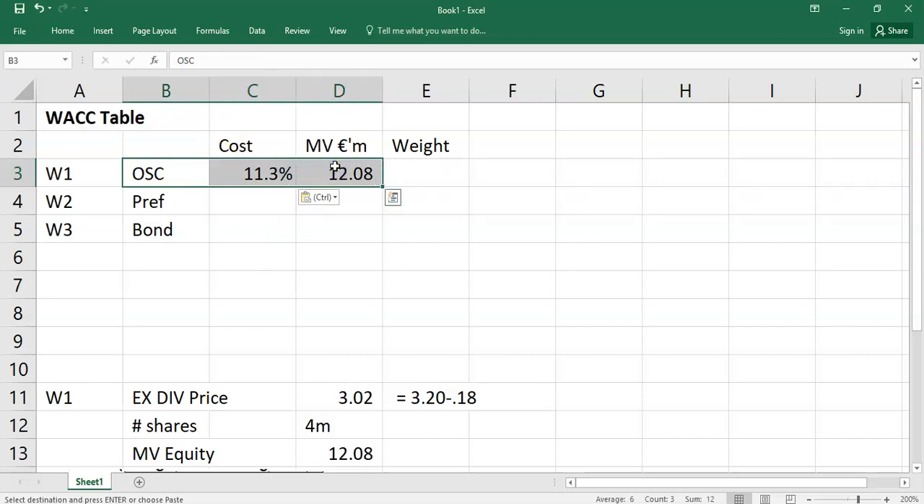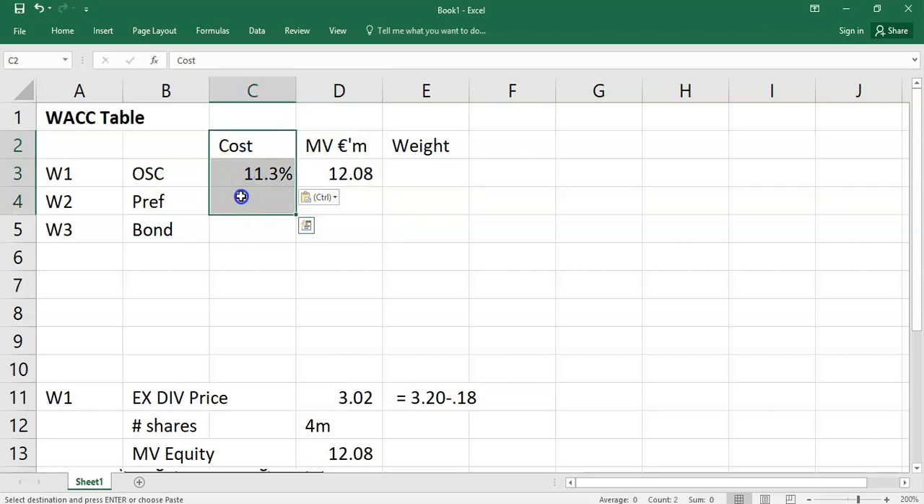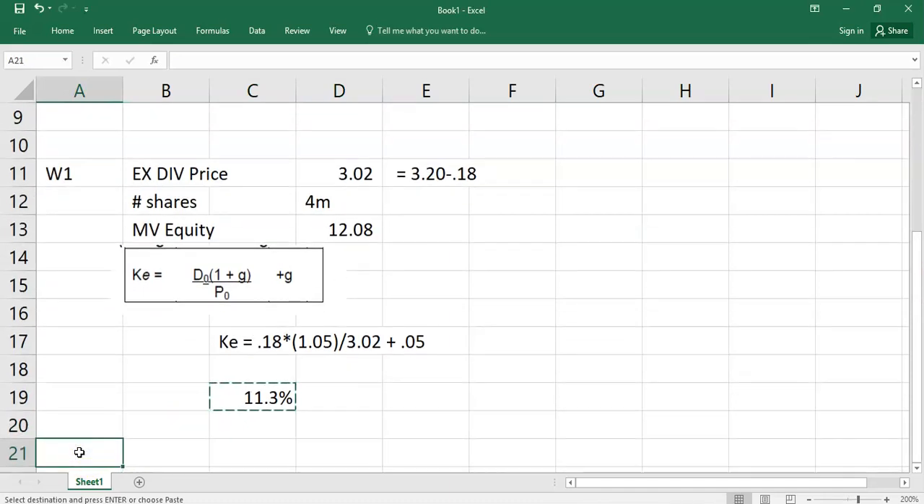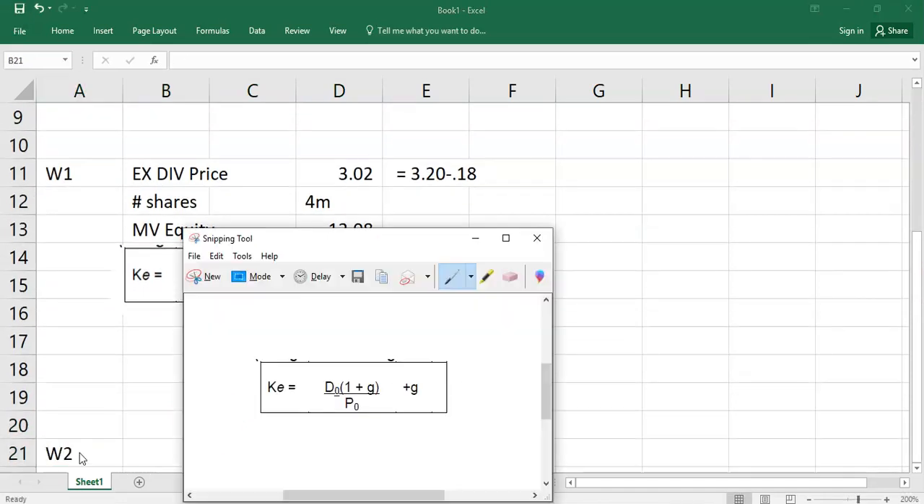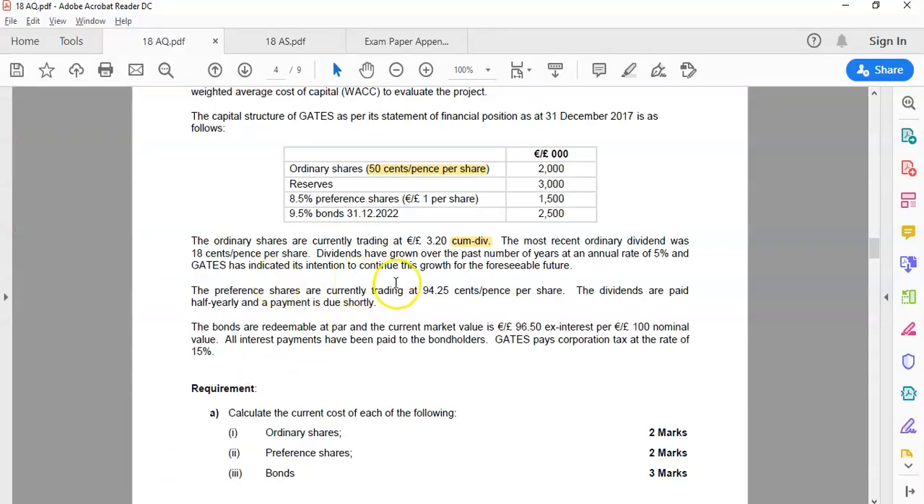So what you might do now is pause it, see can you do the next one. And you should have a little summary sheet of how do I get the market value for preference shares, how do I get the cost. So use a little summary sheet as you go along. So working 2 then, we're told about the preference shares. You're told they currently trade at 94.25 cents.